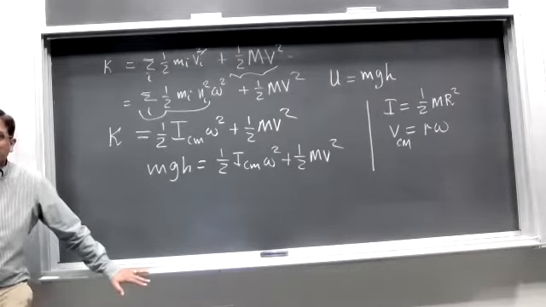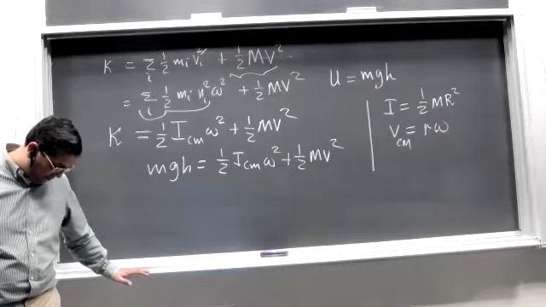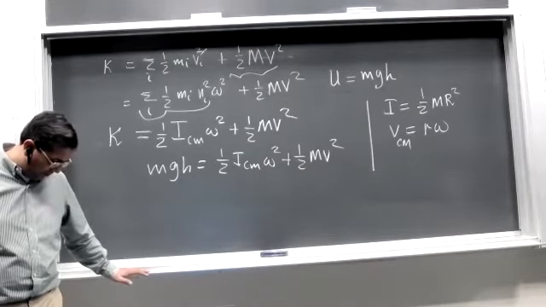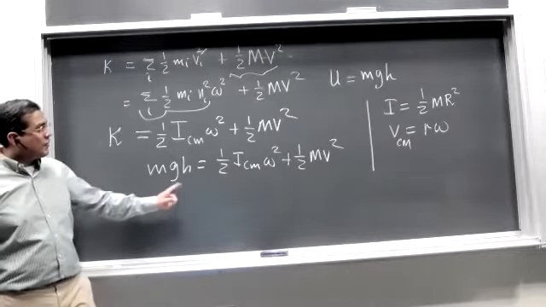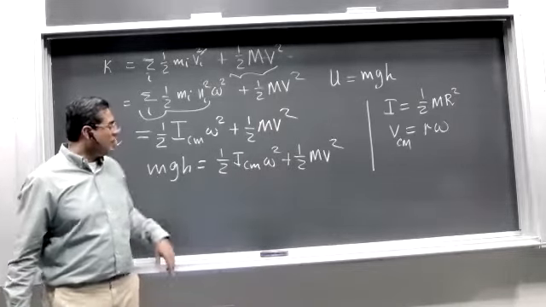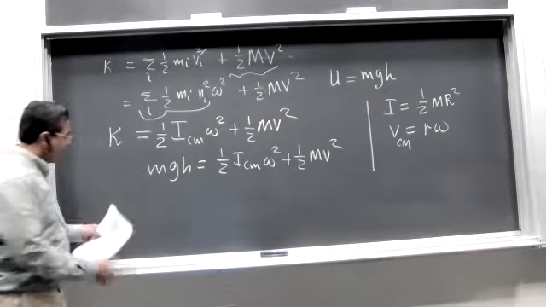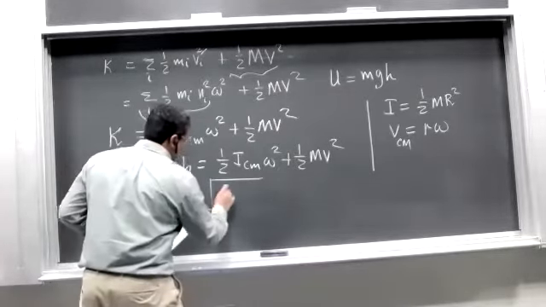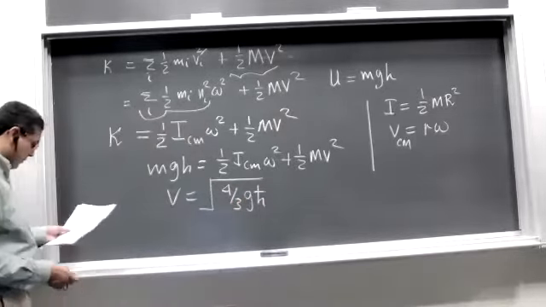Quickly, please. Is it difficult to solve? All you have to do is plug in the value of omega in terms of v and r, and I, then simplify and solve for v. The square root of 4/3 gh is coming. Very good. So v is the square root of 4/3 gh. Very good.